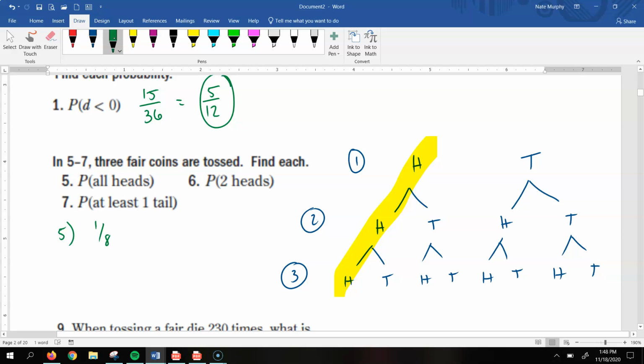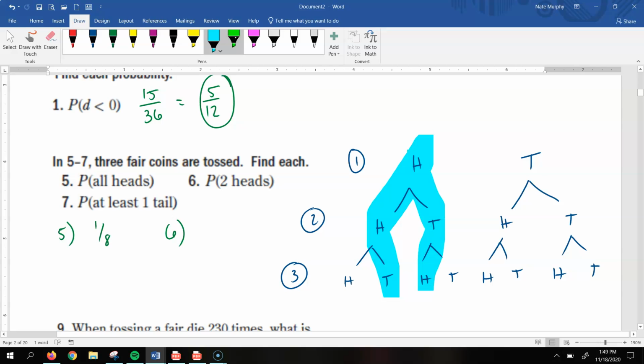For number 6, probability of 2 heads. Now, for that one, we would have, let's see, let me erase this. So exactly 2 heads would be heads, heads, tails. We could get heads, tails, heads. We could get tails, heads, heads, and that's it, because there's no other way to get 2 heads, so we would have 3 out of 8 possibilities, and that can't be reduced. I would just leave that as 3/8.